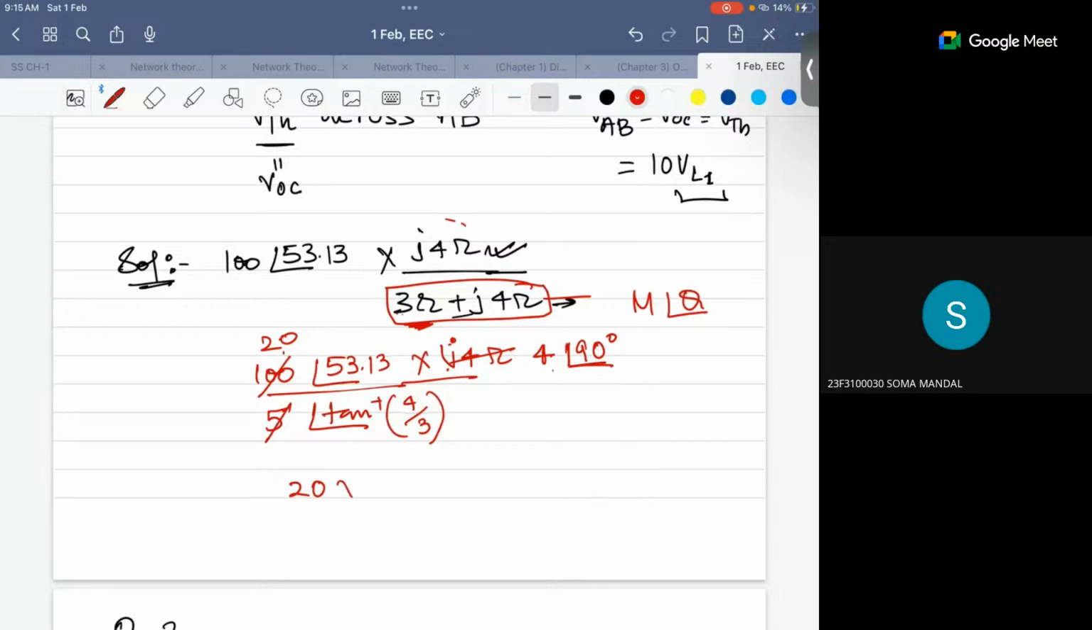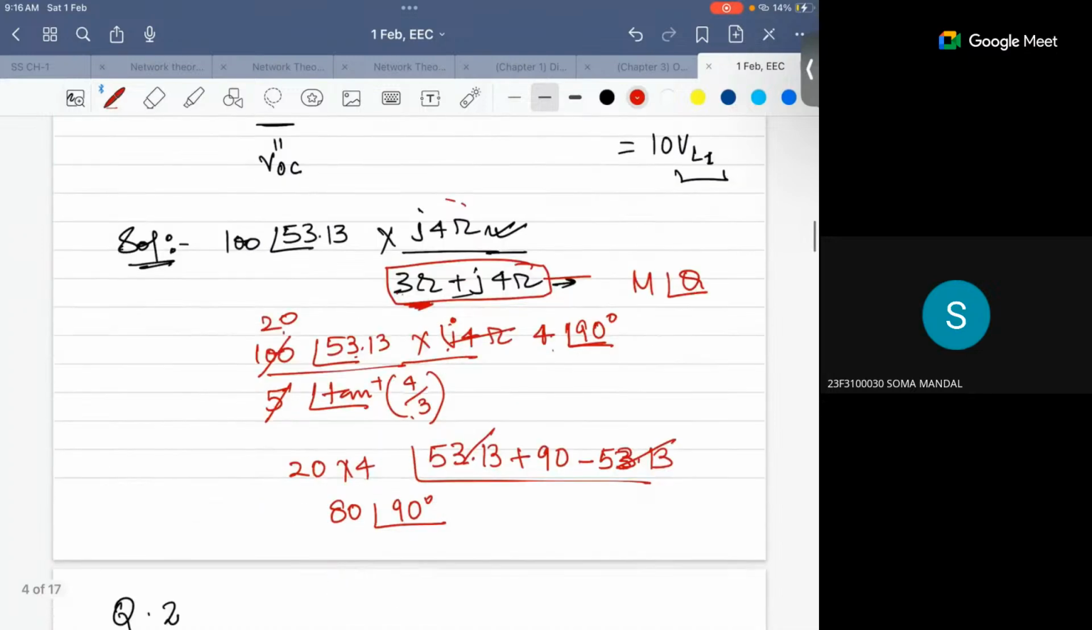if you write 53.13, because for angles, if it is multiplication they get added, and if it is division they get subtracted. So this is also 53.13. So this will get cancelled, and you'll be left with 80 times 90. Okay, is this fine now? Yes, sir. Fine.